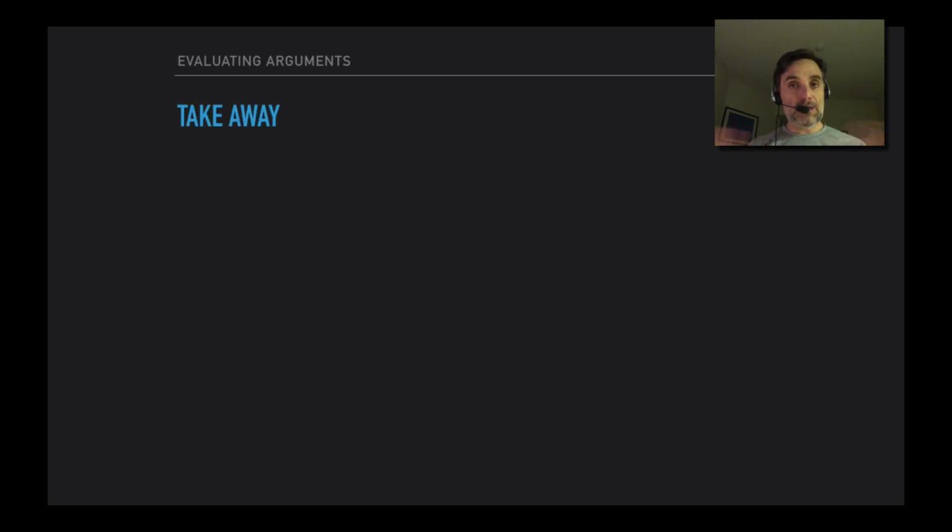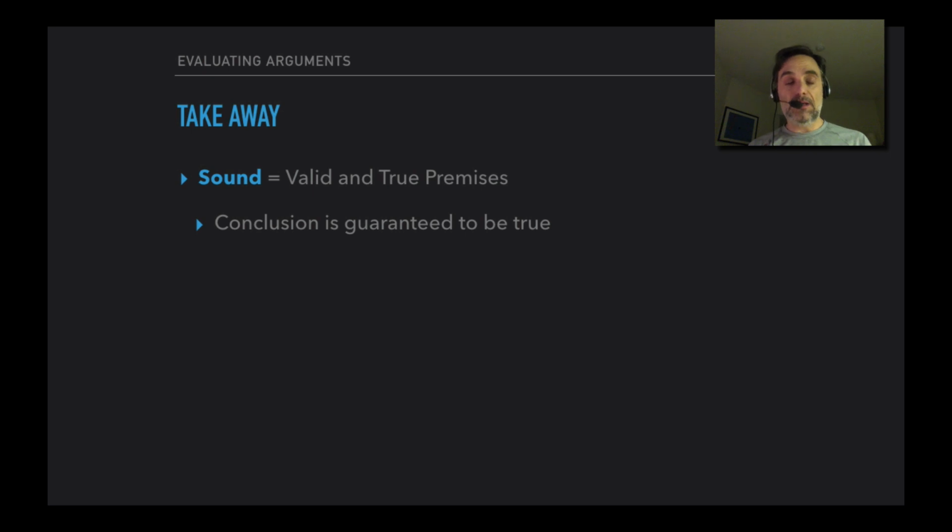So what do I want you to take away? You don't need to remember those specific examples that I went through. They were just illustrating some general points. So you want to know, first of all, what does it mean to say an argument is sound? It means that it's valid and has true premises. And we need to know that for an argument that is sound, its conclusion is guaranteed to be true.